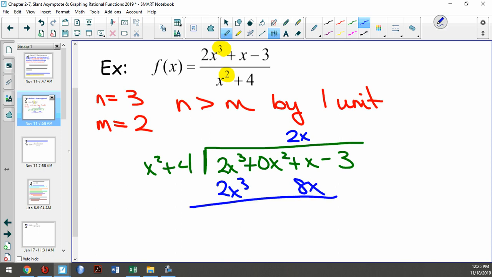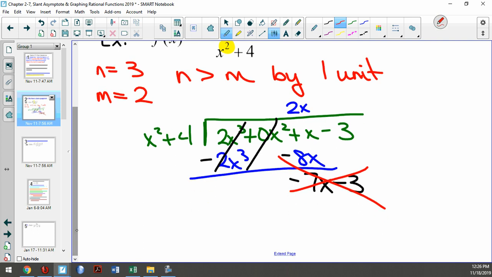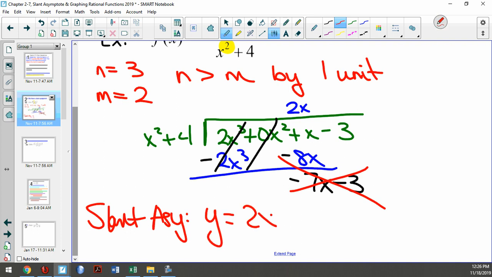When you do long division, what do you do after that? You change the sign, so that becomes a minus 2x cubed and a minus 8x. And those cancel out to give me a negative 7x minus 3. Negative 7x minus 3. Is there anything I can multiply x squared by to obtain that? No. Here's what I need you to do immediately. I want you to simply cross this off because that's your remainder. You don't need it when you do your long division to find your slant. Your slant asymptote will be y is equal to just 2x.